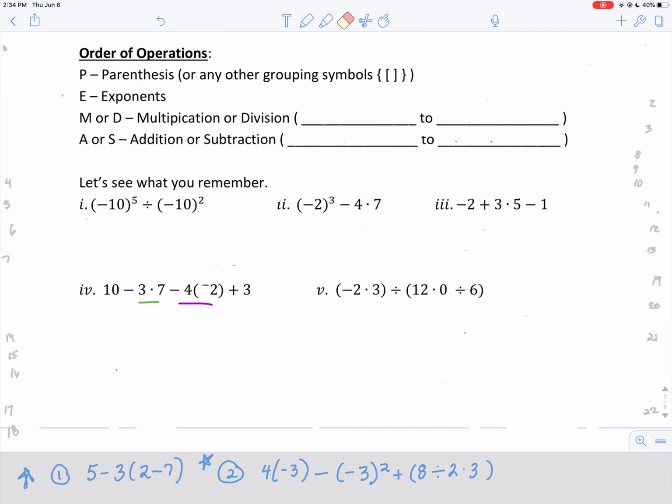In this video, we will learn the order of operations. You may have heard the saying, "Please excuse my dear Aunt Sally." That's really good to help students know what order they need to do these operations in.